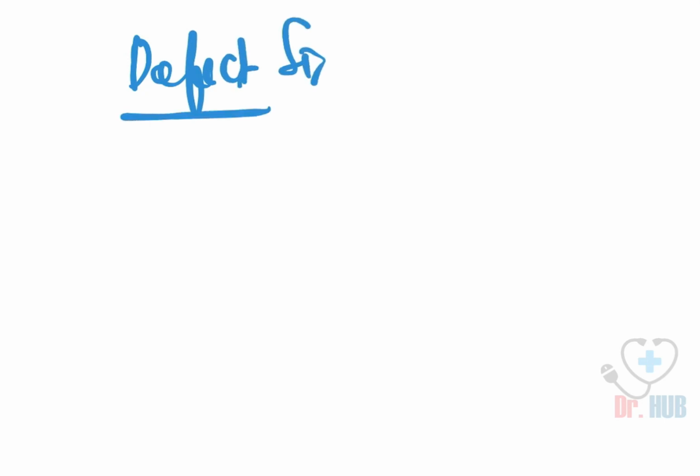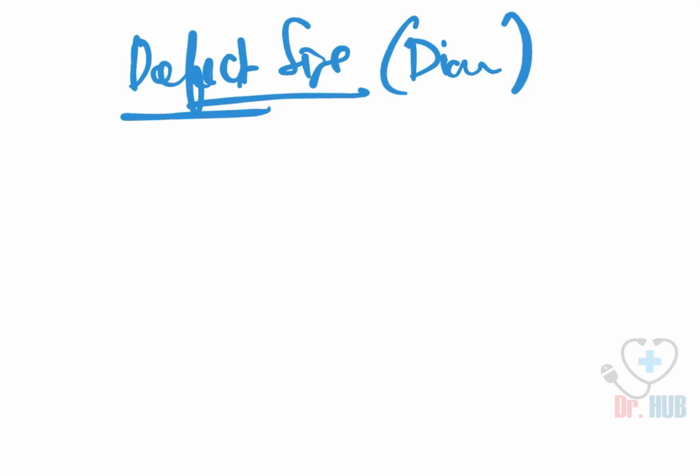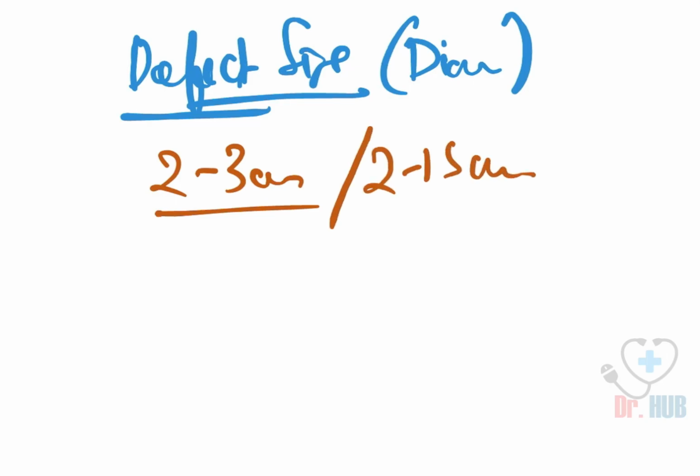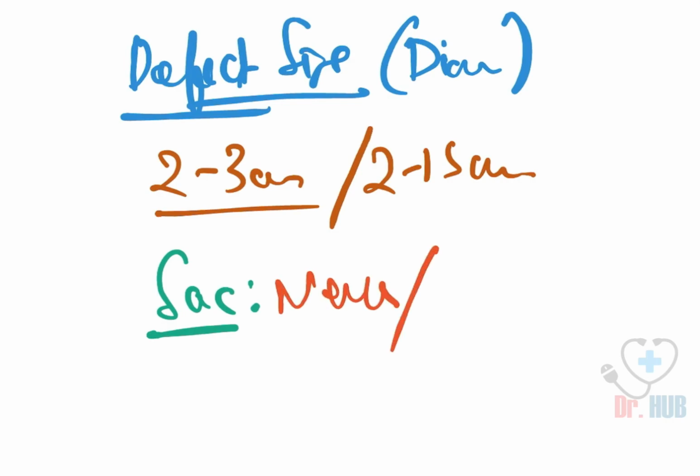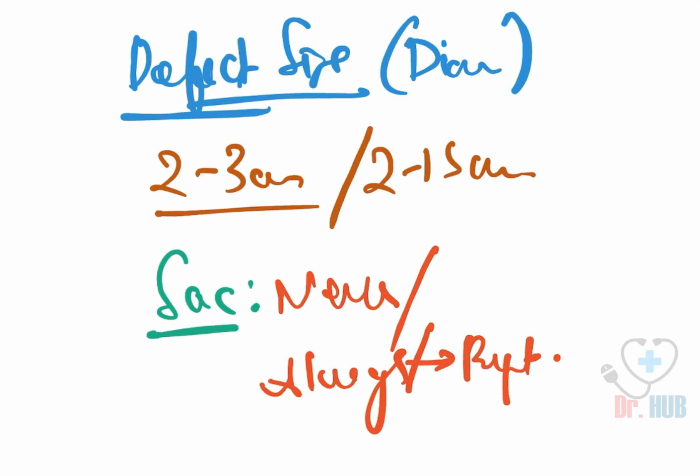Going first, in case of gastroschisis, we are looking at the defect size, in terms of diameter. In gastroschisis, it is about 2 to 3 centimeters, and in Omphalocele, it is about 2 to 15 centimeters. Next, we move on to the sac. In gastroschisis, there is no sac, and in Omphalocele, it is always there. It may be ruptured as well.